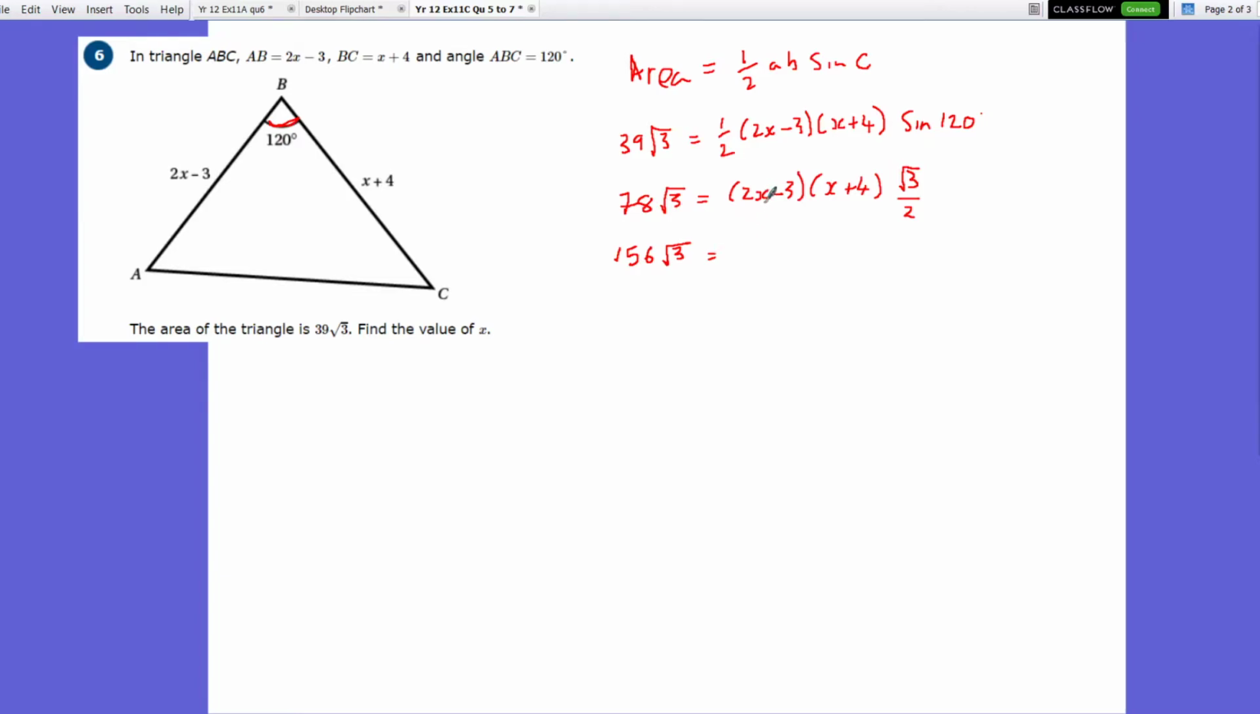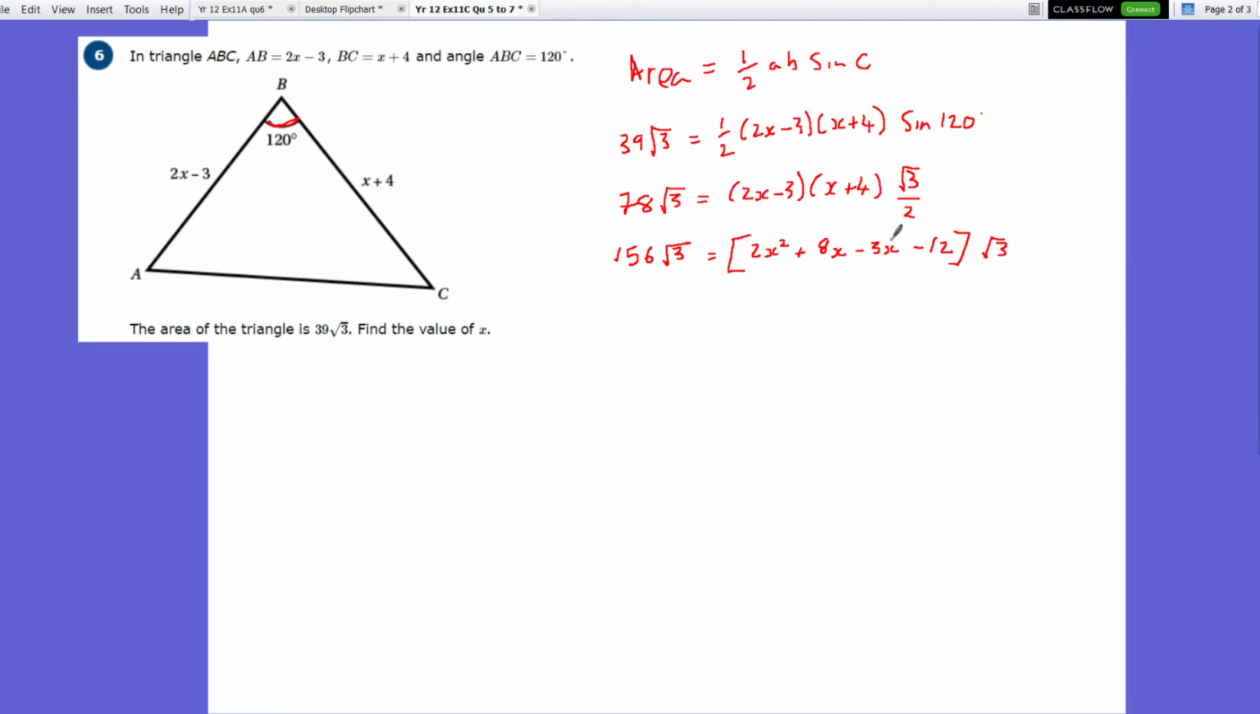equals, now I'm going to expand this out, so if I introduce some square brackets, 2x times x is 2x squared, 2x times 4 is 8x, minus 3 times x is minus 3x, and minus 3 times 4 is minus 12. Close the bracket there, and I've got rid of the 2 by timesing it, and I've got root 3 here.